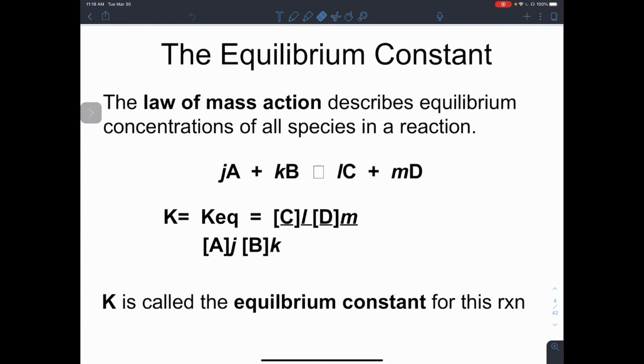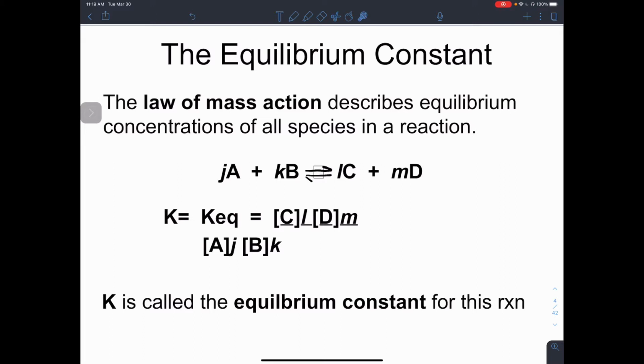So how can we express this mathematically? Well, scientists have used the law of mass action to describe equilibrium concentrations in a reaction. This is the explanation for the law of mass action. Given the following reaction, where reactants A and B become products C and D, and the coefficients in front are just represented by these letters. This symbol here got changed, but it's just an arrow.